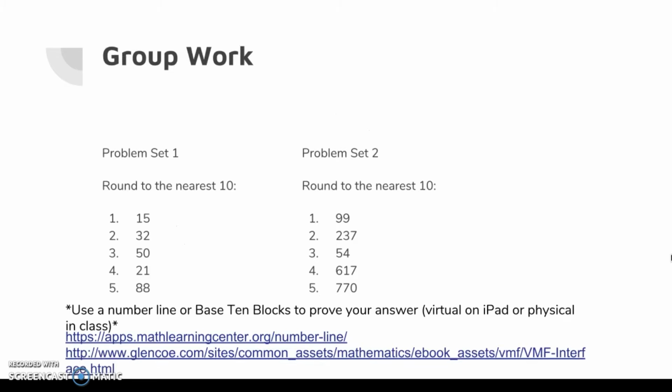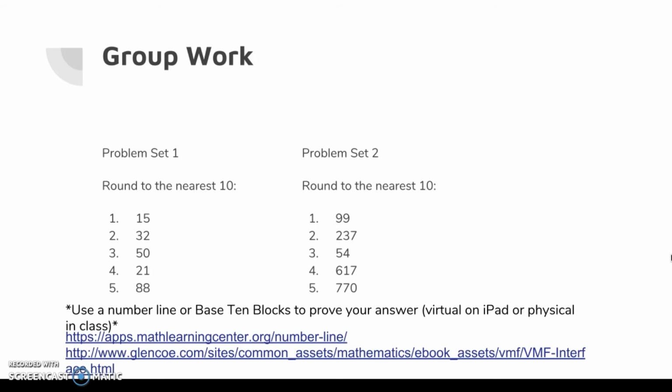When it comes to your group work, there are 2 problem sets. You can start with problem set 1. For each of the problem sets, you have the same directions. You're going to round to the nearest 10, but you need to use a number line or base 10 blocks to prove your answer. You can use physical blocks and draw a number line on your paper, or you can use the websites below to create a number line and to use base 10 blocks online. Don't forget to screenshot or print out your answers so you can turn those in with your paper.